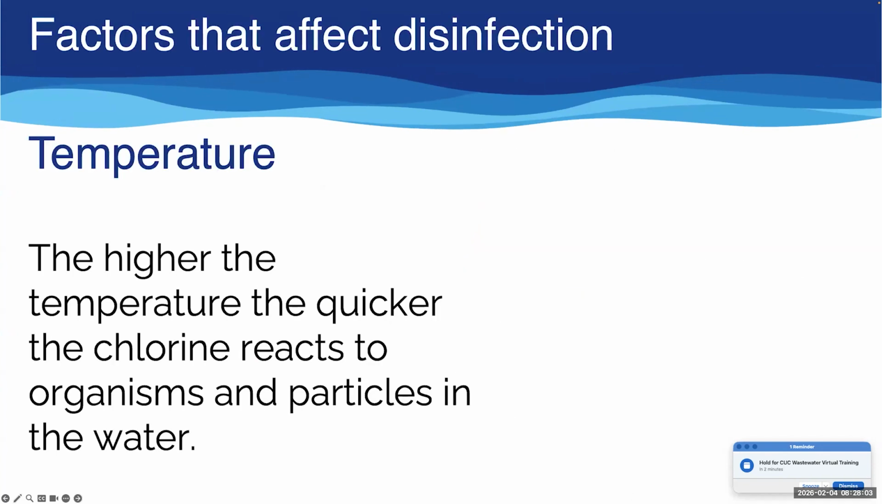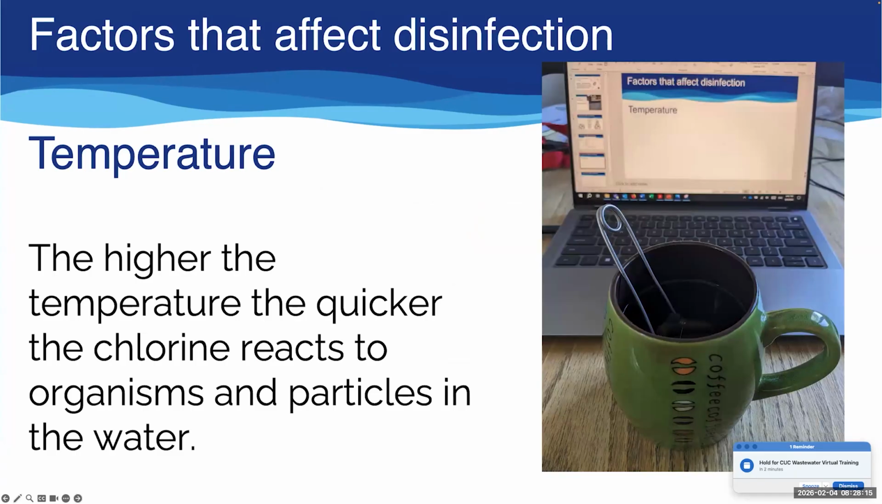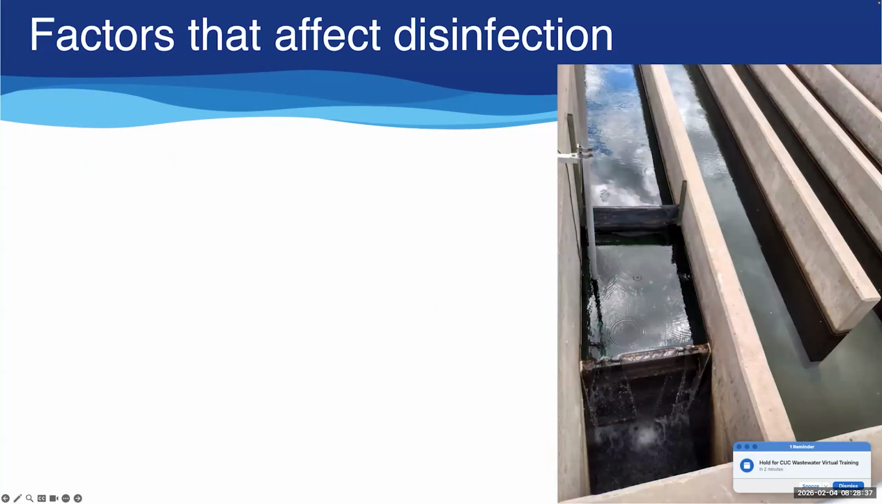Another important factor is temperature. The higher the temperature, the quicker pretty much all chemical reactions work. So the higher the temperature of the water, the quicker the chlorine is going to react with the organisms and particles in the water. It's like when you brew tea, right? If you brew tea with cold water, the tea infuses very, very slowly. If you use hot water, it works faster. It's not exactly a perfect metaphor, but it gets you the idea that the warmer the temperature is, typically the faster chemical reactions happen.